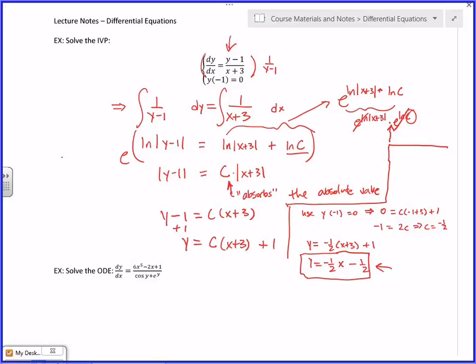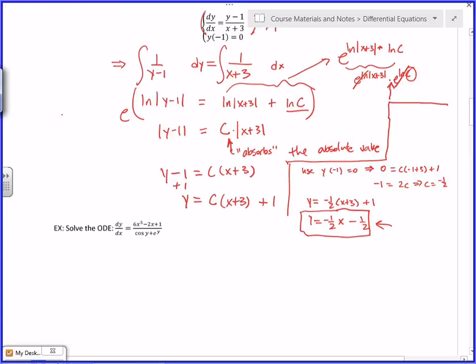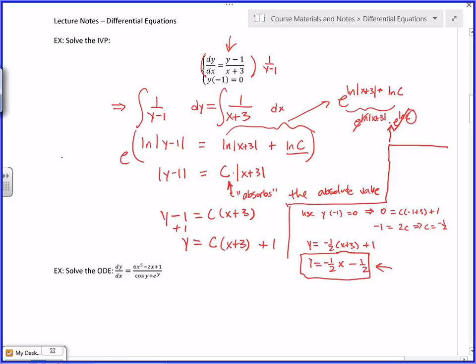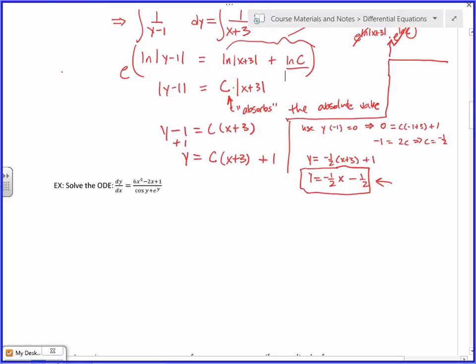Exponential of a natural log. The other trick was to plan ahead and put this log of C in here instead of just C. But the technique for separable equations is pretty straightforward. Get the y's on one side, x's on the other, integrate both sides, solve for y. However, sometimes that last step, the solve for y step, is not even possible.